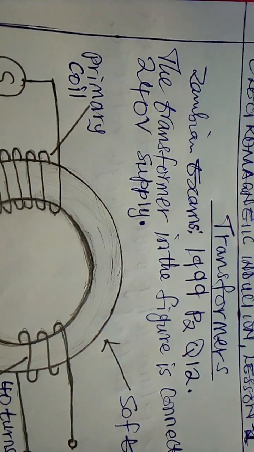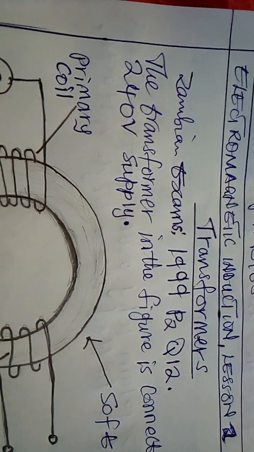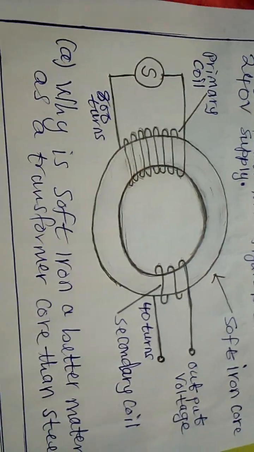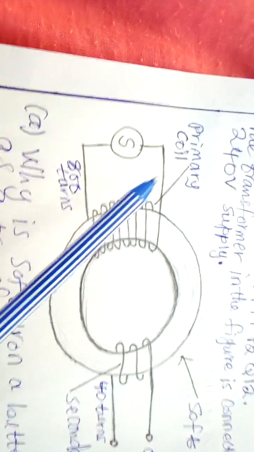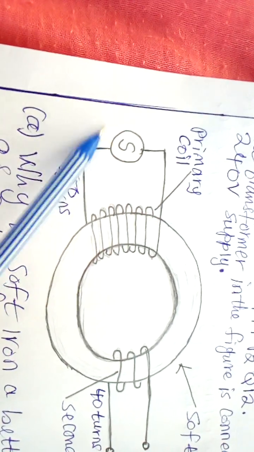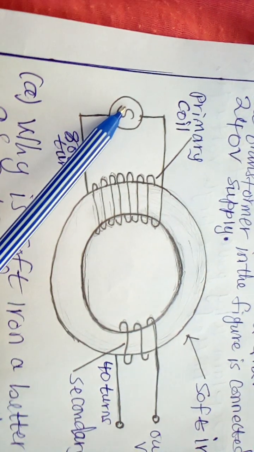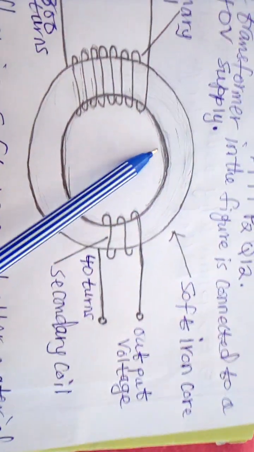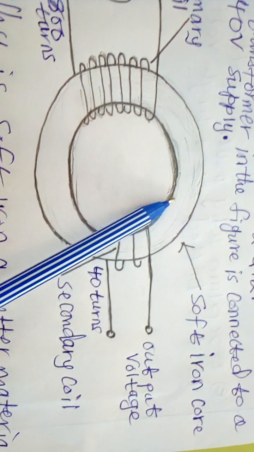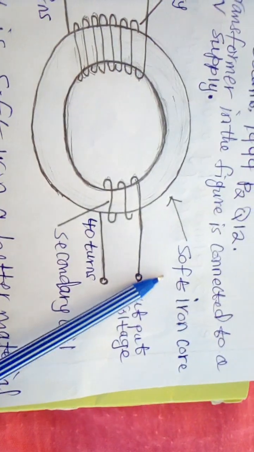The preliminary information is that the transformer in the figure is connected to a 240 volt supply. So let's check the diagram. This is the diagram. We have got the primary coil here, alternating current, which is very important in a transformer. Then we have got 800 turns. Then we have got the soft iron core, which is very important in a transformer.